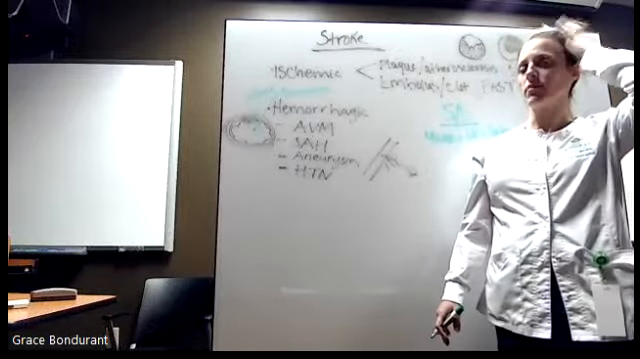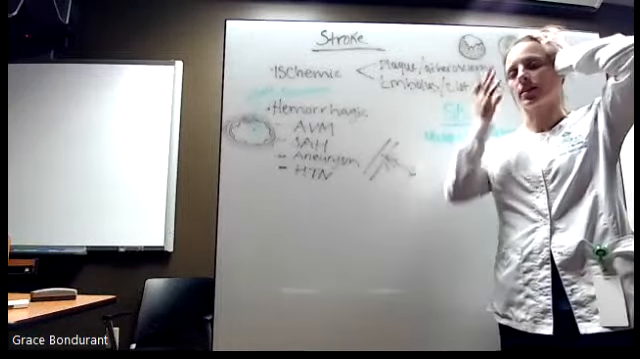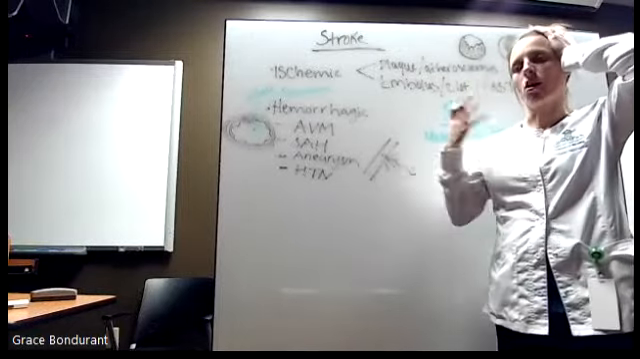If I'm having a clot on my left hemisphere, you're going to see the side effects on my right side. So it crosses. So you can kind of quickly tell which side of the brain is being affected.